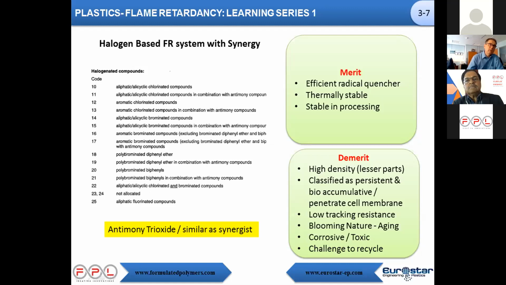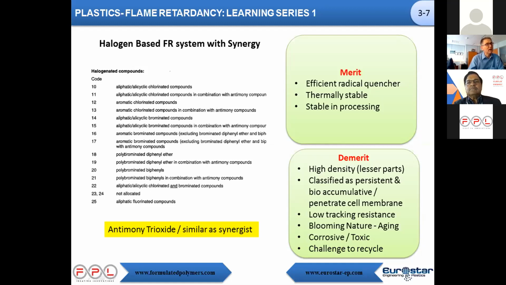Another drawback will be the limited tracking resistance. If you are in an electrical application, for example, it cannot be too close to the arc. And in some cases, it can be corrosive. This is especially when it burns, it can release bromic acid, which is very corrosive to metals and to connections for communication media.